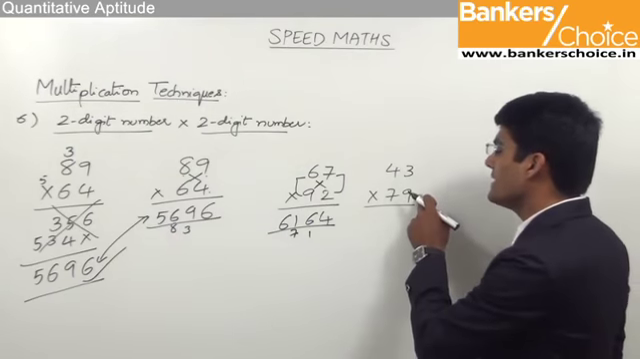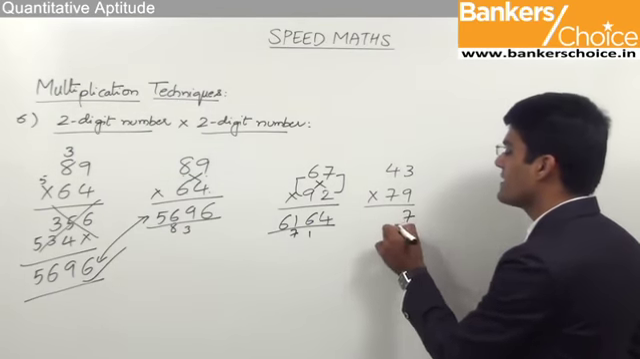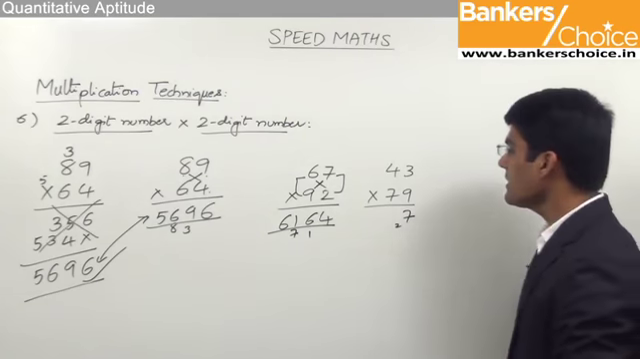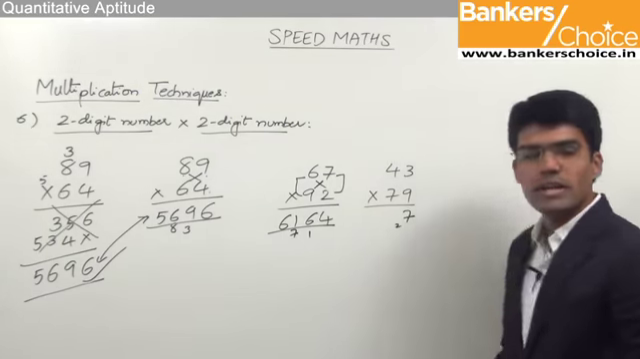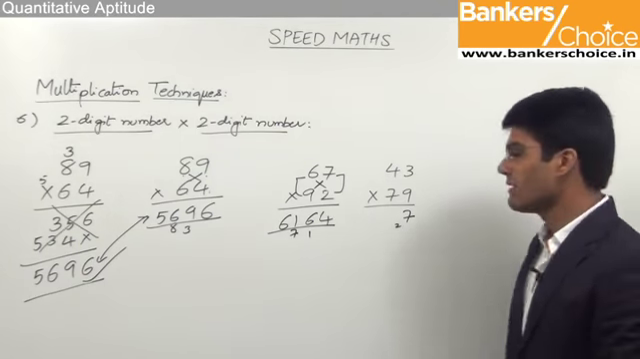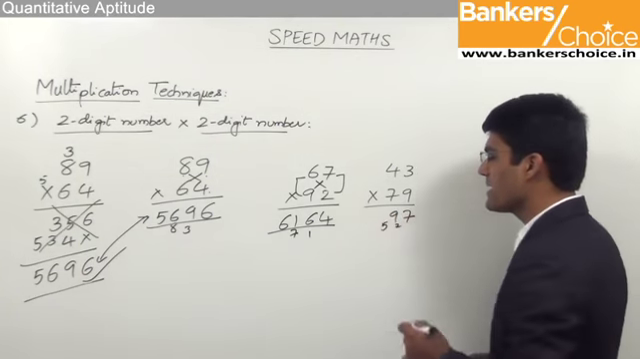3 into 9 is 27. So 7 is in the answer and 2 gets carried forward. Then 4 into 9, 36. 7 into 3, 21. So 36 plus 21 is 57. 57 and 2 here is 59. So 9 in the answer and 5 gets carried forward.